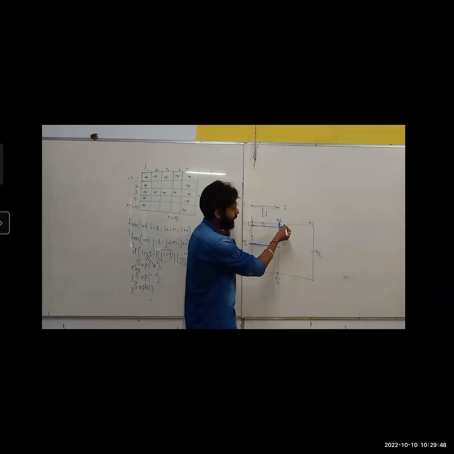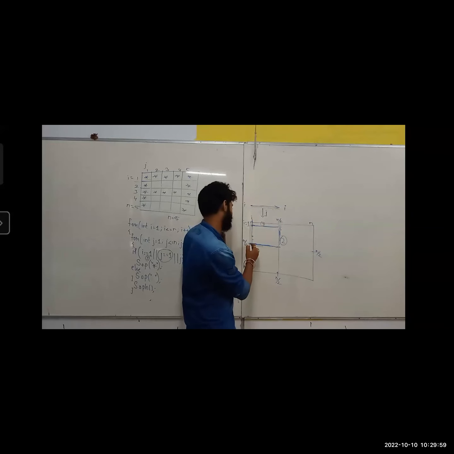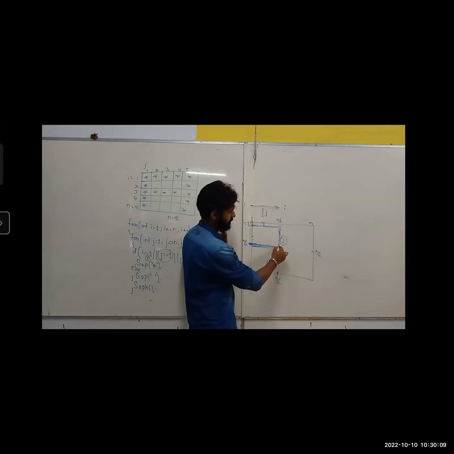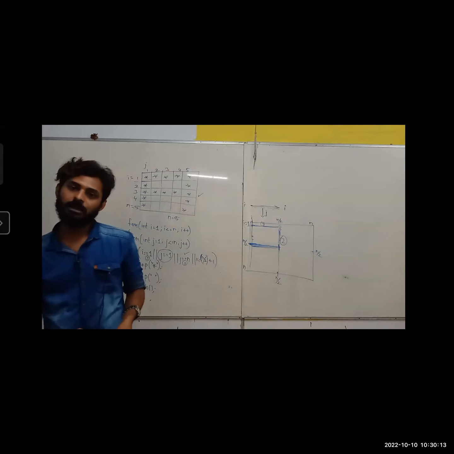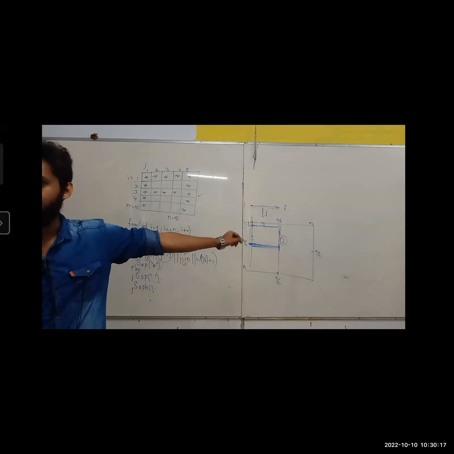Till where it should print? J less than or equal to n by 2. Next. Now you tell me, what is this one? I should be equal to n by 2 and j should be less than or equal to n by 2. If you do that, definitely you will get the pattern.